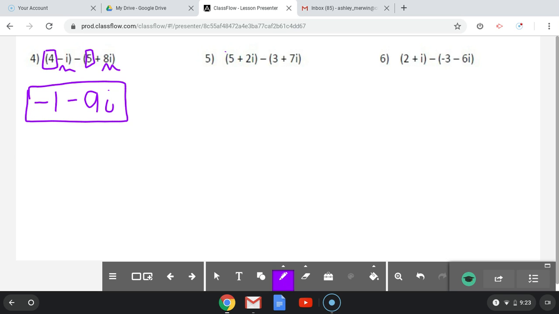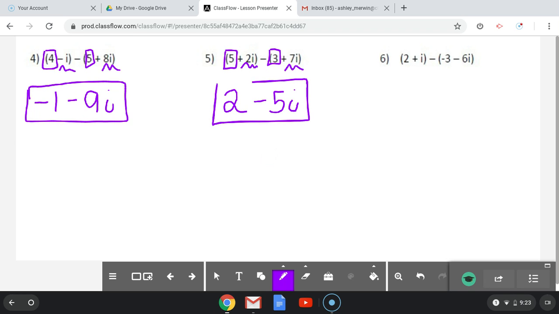Okay, again, 5 minus 3. And then 2i minus 7i, negative 5i. Go ahead and try 6.